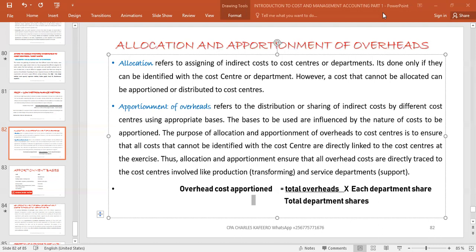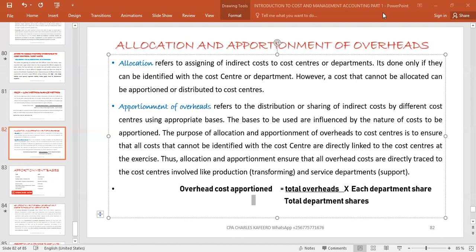So if, let's say, you've used indirect materials in the stores department, or in the production department, let's say the mixing department, and other departments, you allocate each to where it is incurred. That's only applicable when we can actually identify those costs we've incurred in that certain department. But if you can't even know how much we've spent on a certain department, then we call in the apportionment.